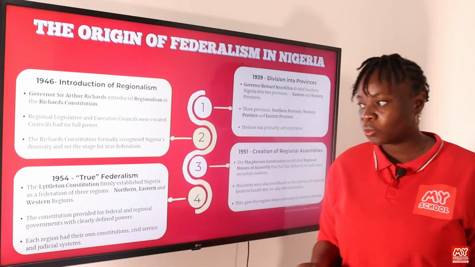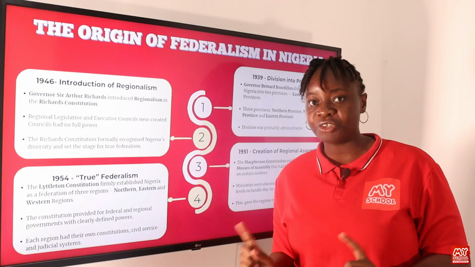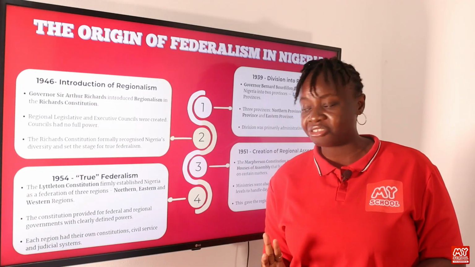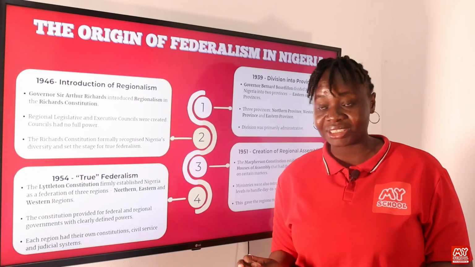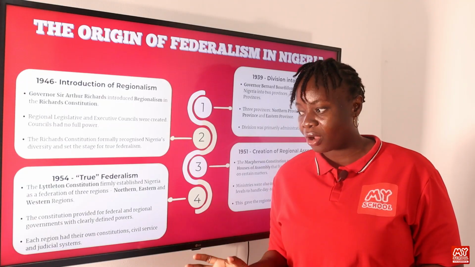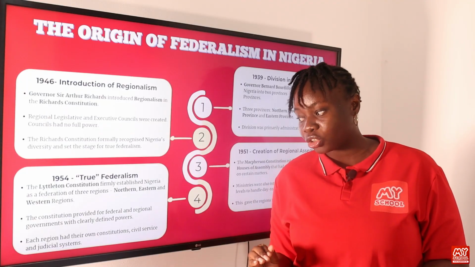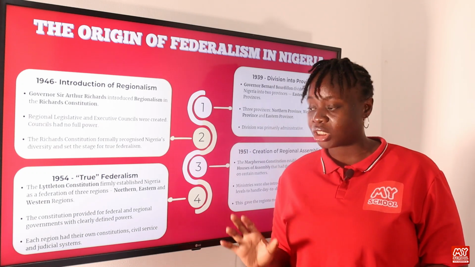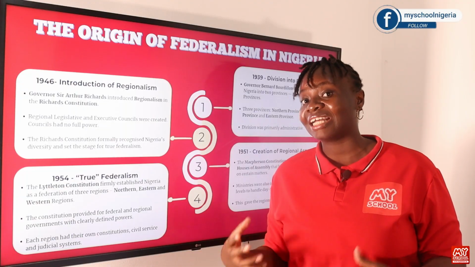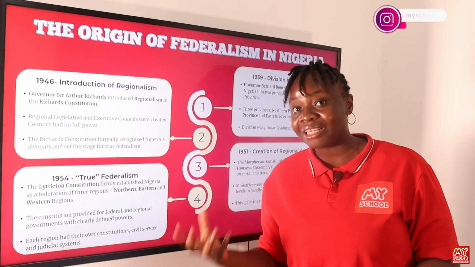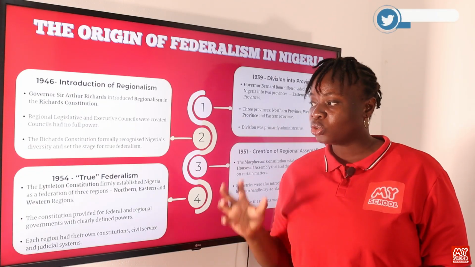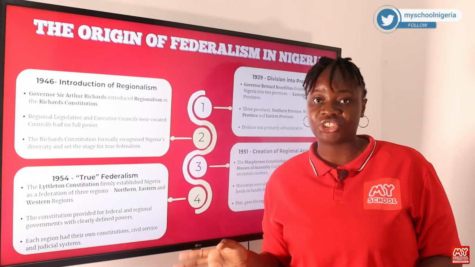Then in 1954, there was the introduction of what is known as true federalism. The Lyttelton Constitution firmly established Nigeria as a federation of three regions, the northern, the eastern, and the western regions. The Constitution provided for federal and regional governments with clearly defined powers, and each region had their own constitution, their own civil service, and their own judicial systems. This was a truly federal state. Each of these different regions had a constitution of their own, and they were allowed to make laws and implement policies that were specific to each of these different regions. So this is when true federalism was established in Nigeria.